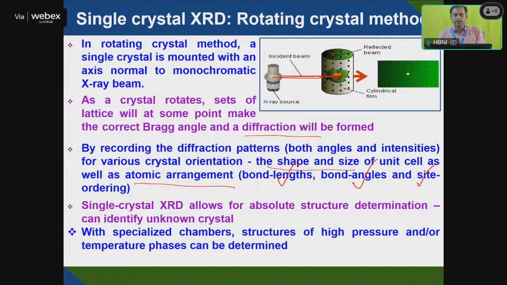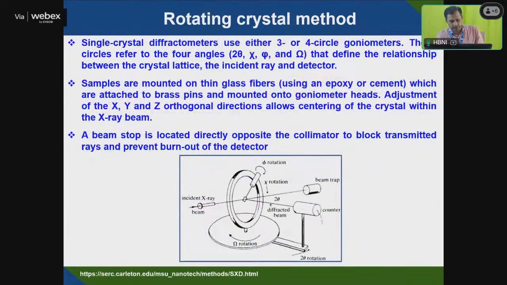So single crystal XRD allows absolute structure determination, which can identify an unknown crystal. If you have an unknown crystal, you can identify it by measuring the bond lengths, bond angles, all those shape and size. You are mostly able to get the electron density, and from there you can find out the crystal structure of unknown compounds. It also has a specialized chamber, so you can do high pressure or high temperature X-ray diffraction in the case of single crystal XRD.